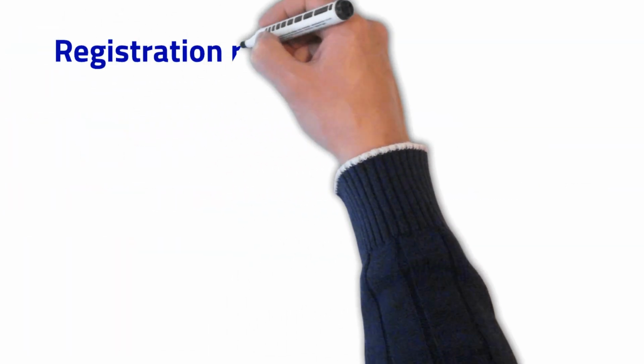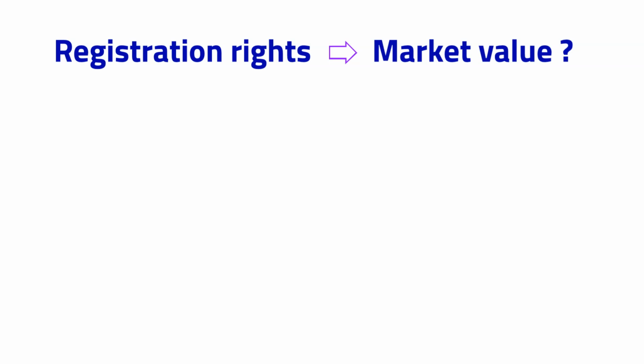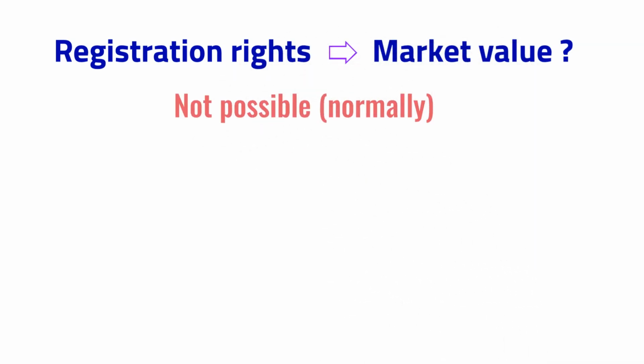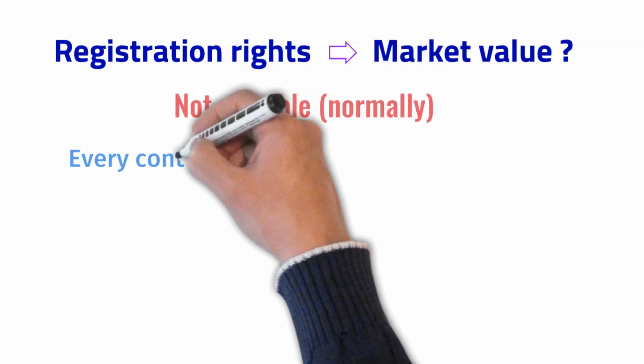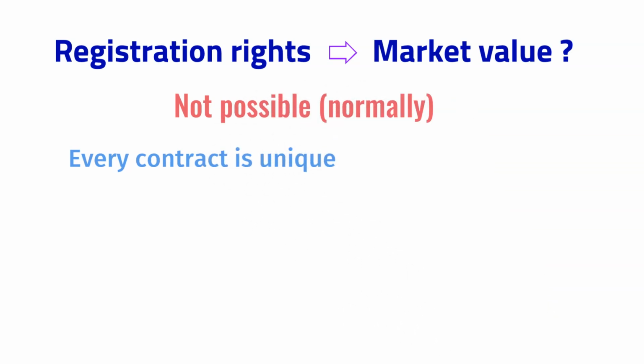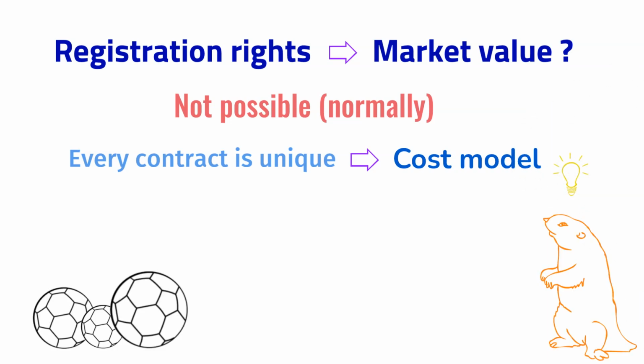So, can you revalue the registration rights to market values in real life? In most accounting frameworks, you cannot do that each year. There is no active market in the accounting sense because each contract is unique. So, clubs use the cost model minus amortization and impairment.